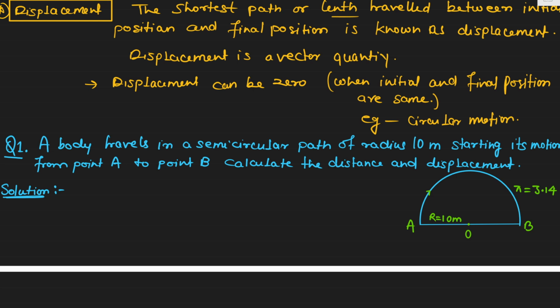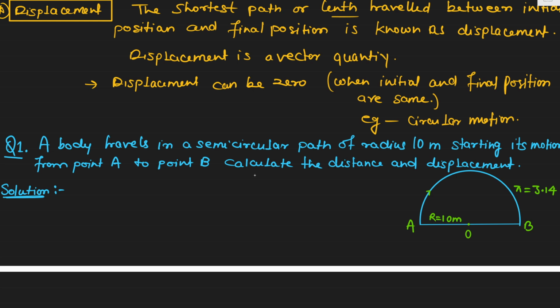So now you understood what is distance and displacement: the shortest path or the length traveled between initial and final position is known as displacement. Displacement is a vector quantity, but distance is a scalar quantity. Displacement can be zero, negative or positive, but distance is always positive. So when initial and final position are the same, then displacement will be zero.